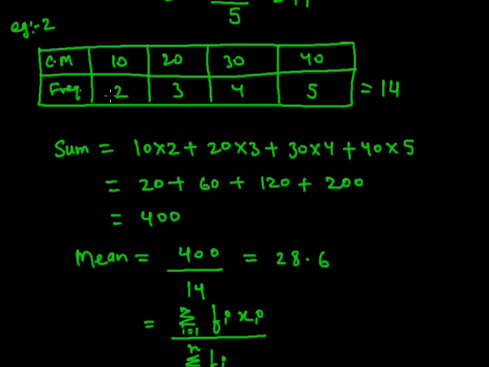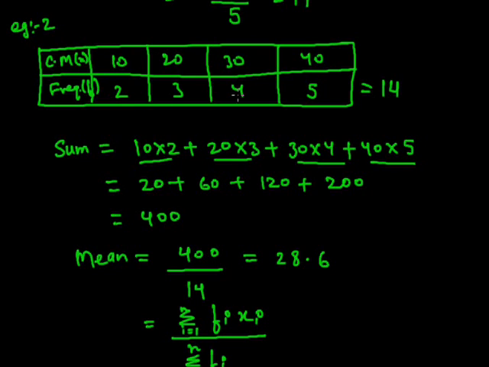So fi xi means, for finding out the sum, what we have done here: the class mark is generally represented with x and frequency is generally represented with f. So we have taken the product of x and f, that is 10 into 2, then 20 into 3, 30 into 4 and 40 into 5. We have taken the product, that is fi xi, and accordingly we have done the sum of all these, that is summation, representing that after taking the product we need to add all of them. So after adding, we get the sum of observations, that is summation of fi xi divided by summation of fi. Summation of fi represents the number of observations.